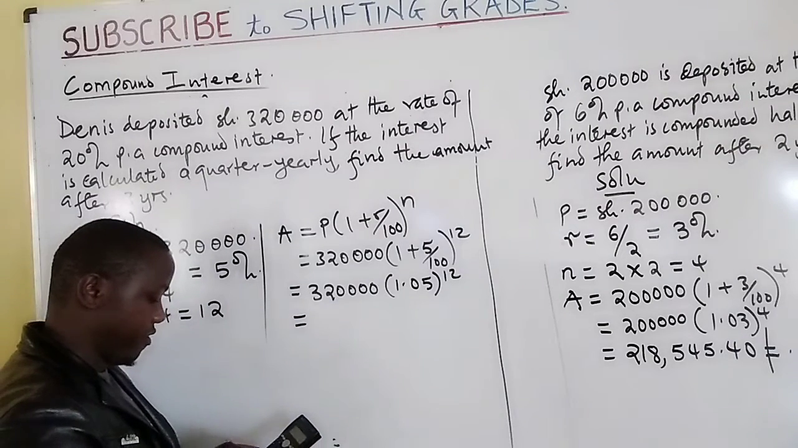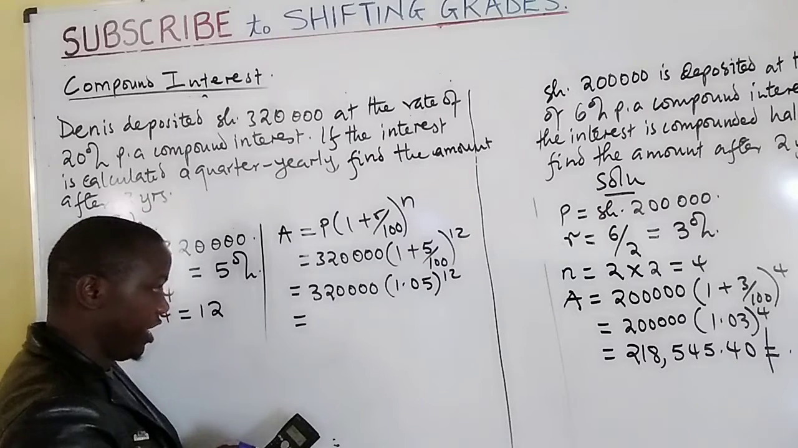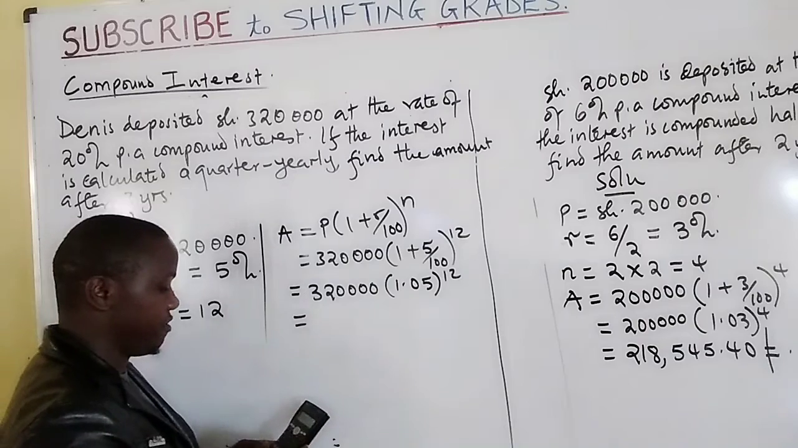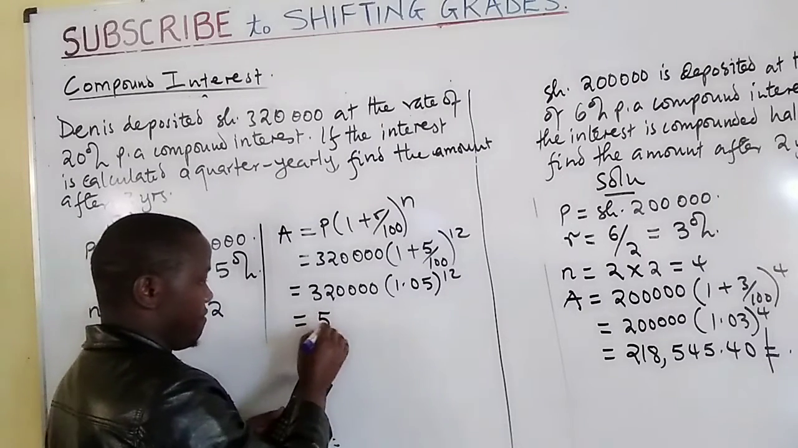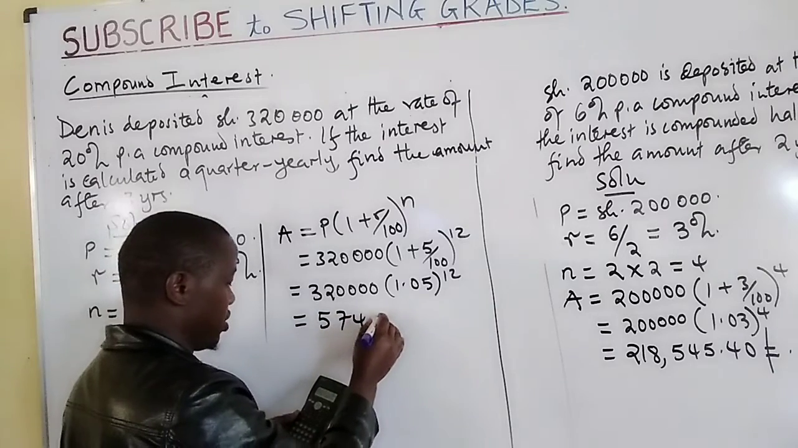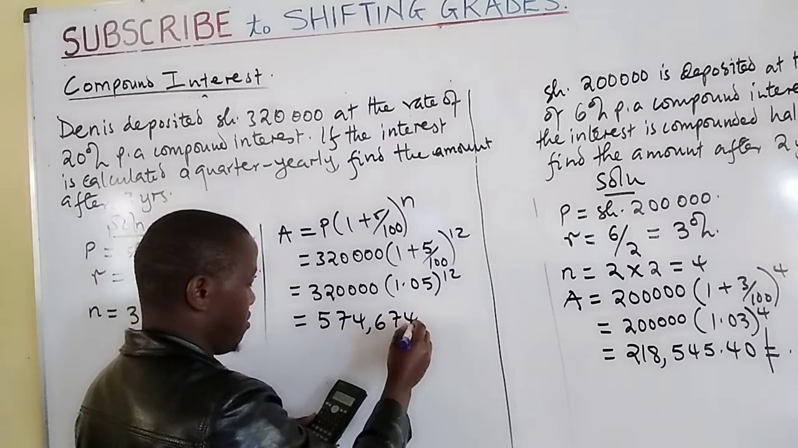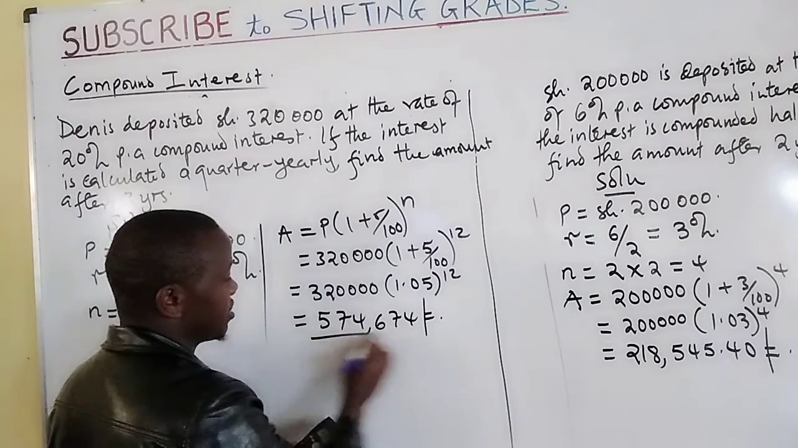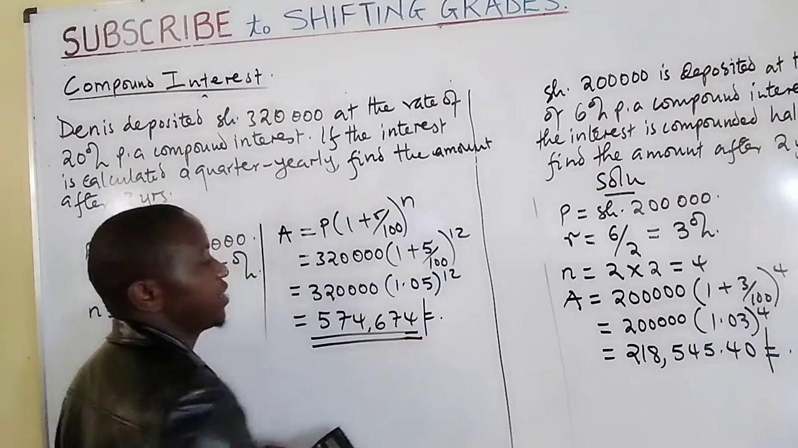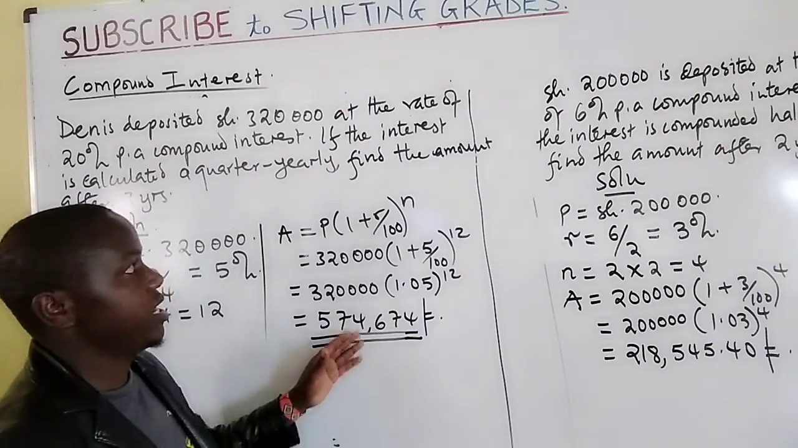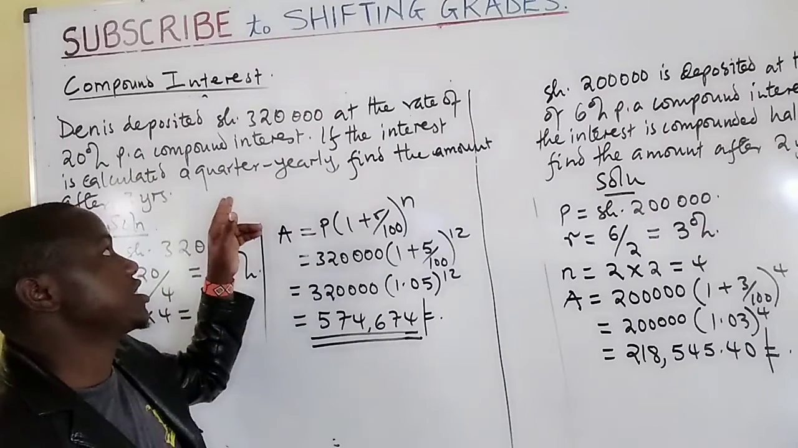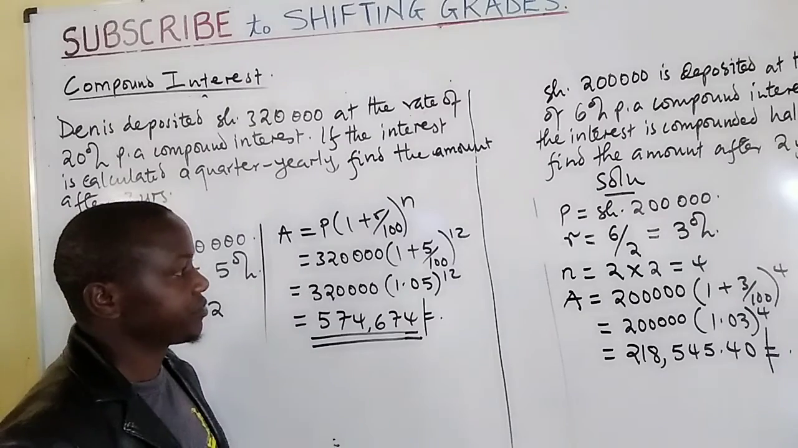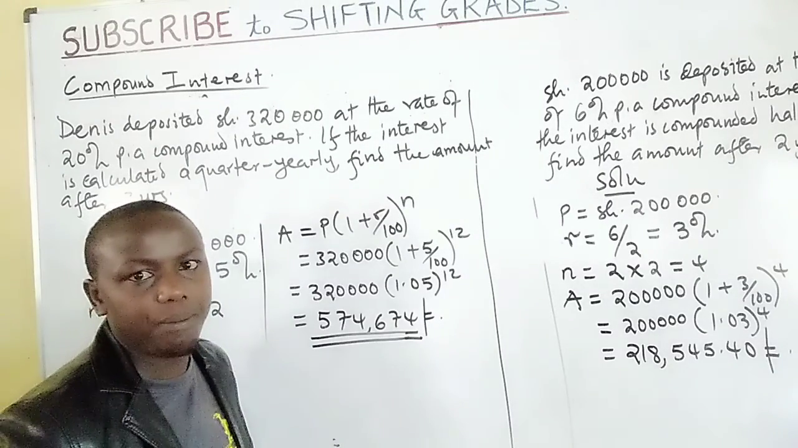So this becomes 320,000 into 1.05, then this is raised to power 12. So this gives us 574,674 Kenya shillings. So this is the amount which will have accumulated within the 3 years, compound interest being calculated quarterly. So that's how this question ought to be approached.